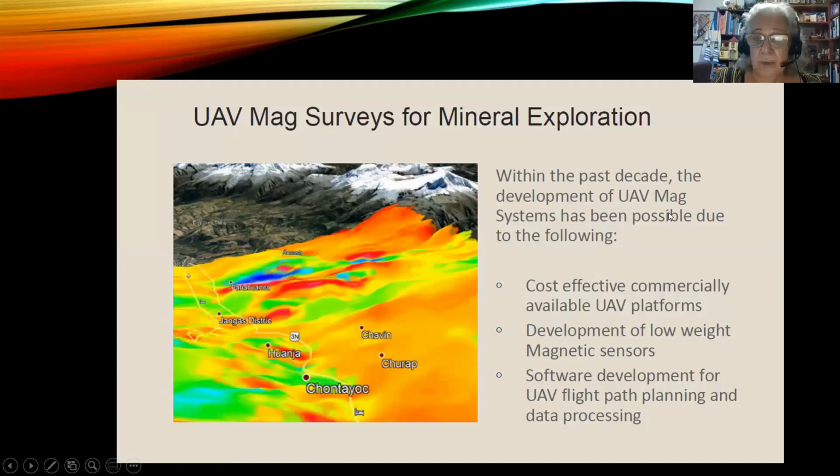So the UAV MAG systems, for instance, are now really easy to use. They are available. It is a cost-effective, commercially available platform, with the development of low-weight magnetic sensors, and also the software development for UAV flight path planning and data processing.